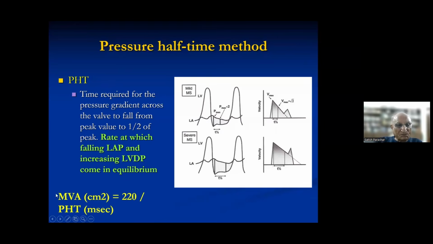But your job is to get a good Doppler study. The machine automatically gives you the mitral valve area by 220 divided by the pressure half time. Now this is severe MS, you see. It takes a longer time for the LA to empty into the LV, and a longer time for the pressure gradient to fall. So your duty is to get this.